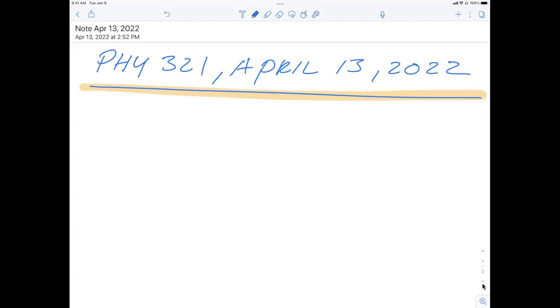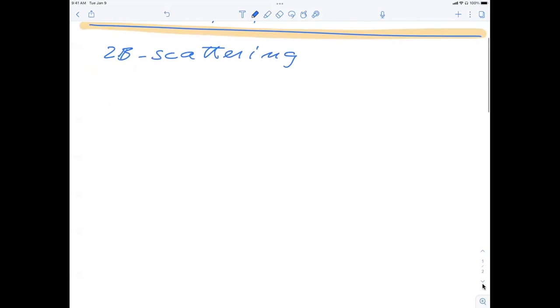So let me bring back some of the definitions which we looked at. This is two-body scattering, 2B scattering. What we had was a plane which went through the center of the target, and I'm just writing this in 2 dimensions. So we have the target here.